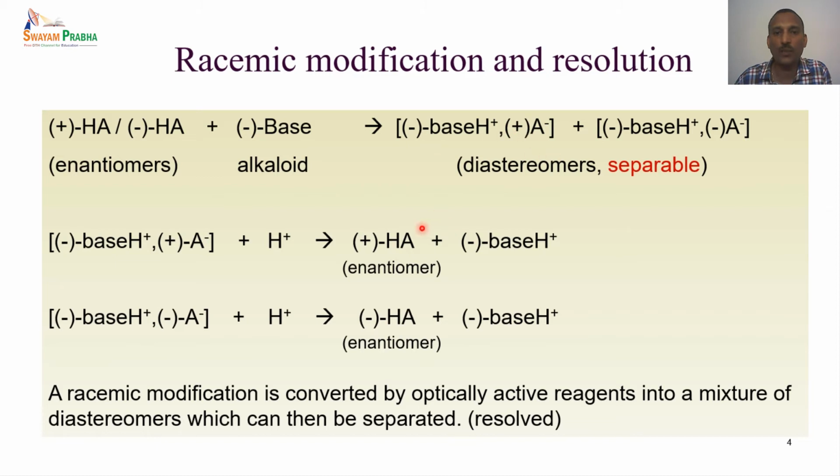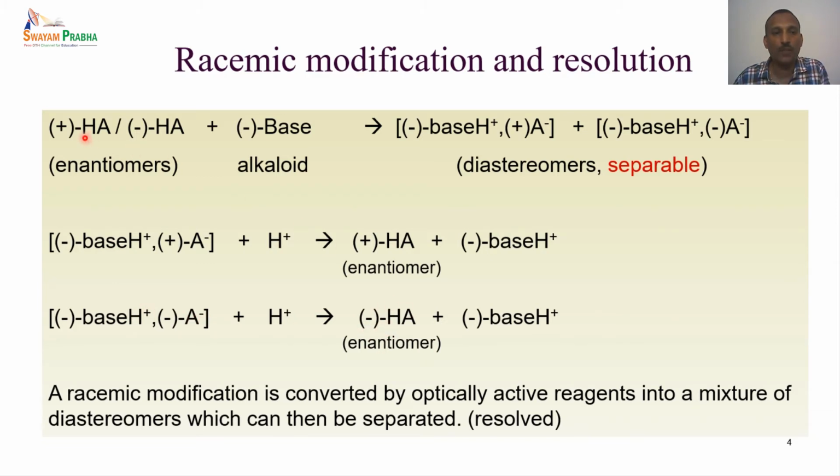And once they are separated, the separated compound can be regenerated. The enantiomer can be regenerated by treatment with, in this particular case, since we have added a base, we add an acid, then this gives back the enantiomer. One of the plus enantiomer is isolated separately, and treatment of this one gives the minus enantiomer separately.